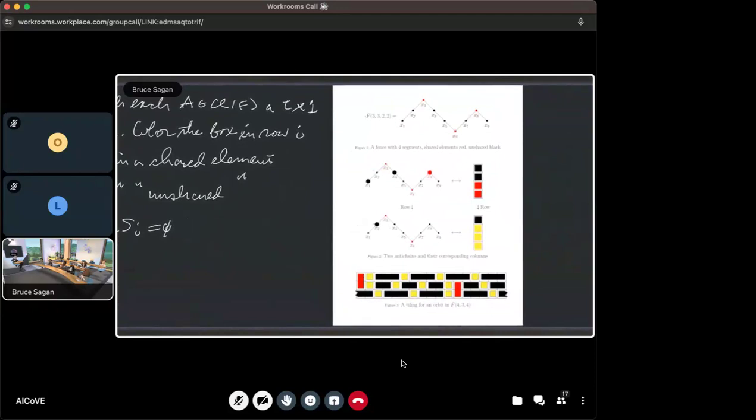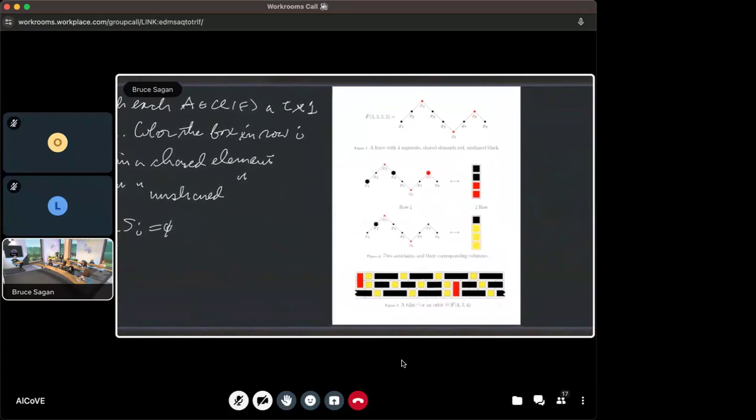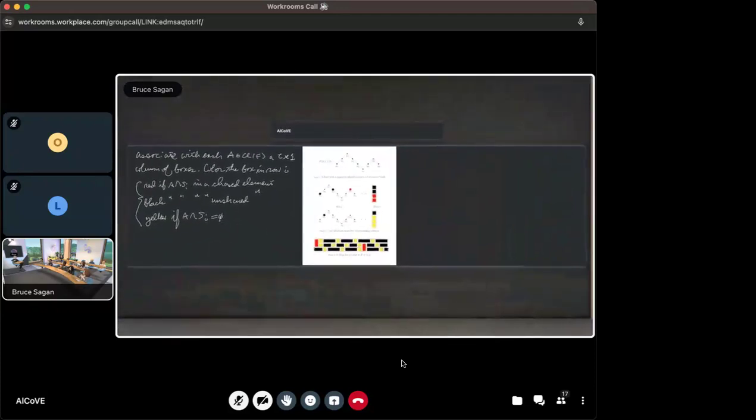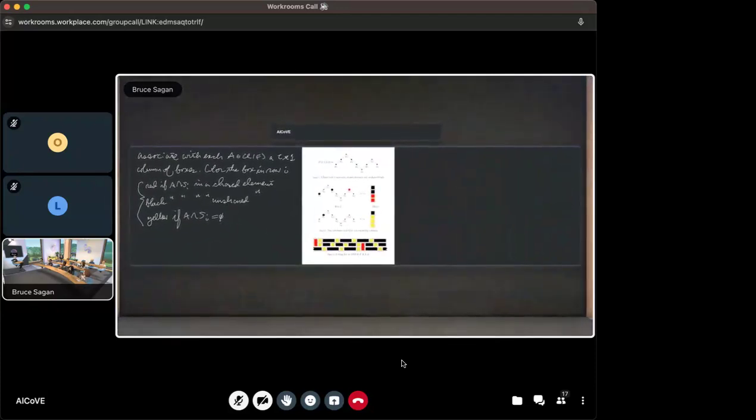What does that top black box correspond to in the anti-chain? Which X? X sub 1, exactly, right? And then the second black box is for x sub 4. And then the two red boxes are both for x sub 8, right? Everybody see how the coloring worked?